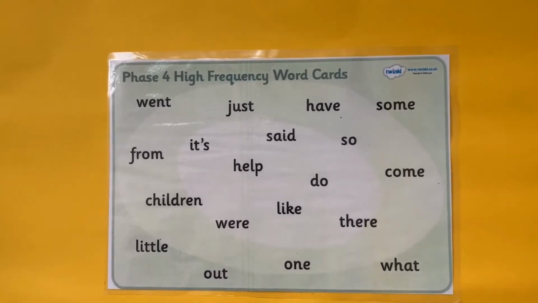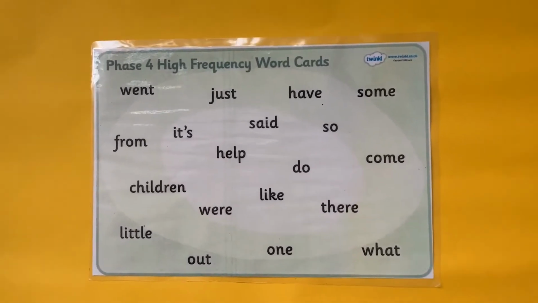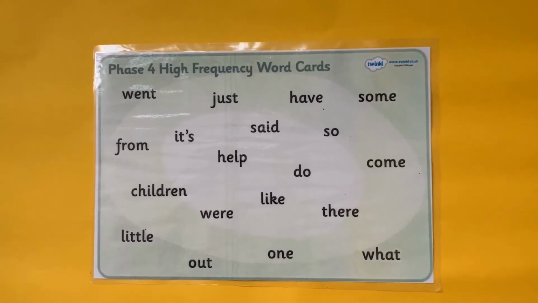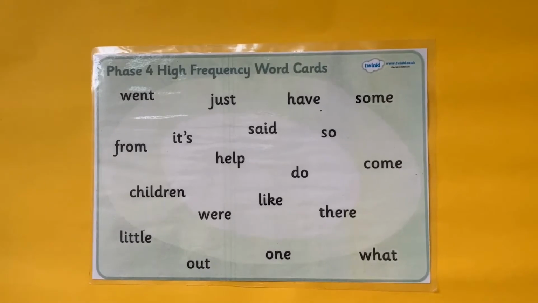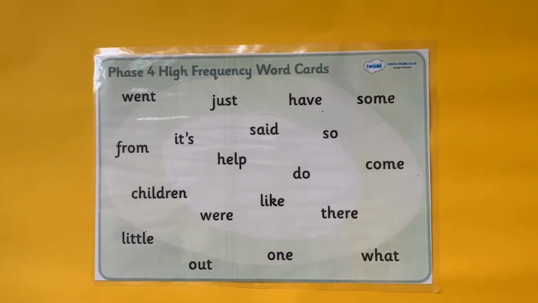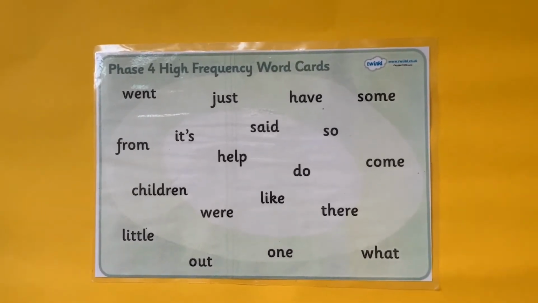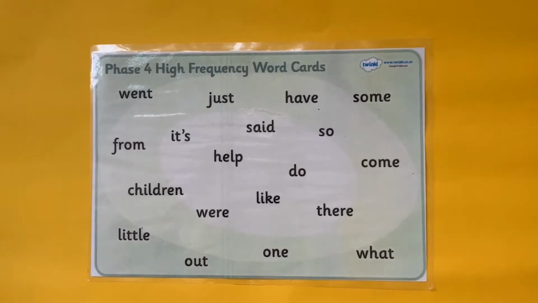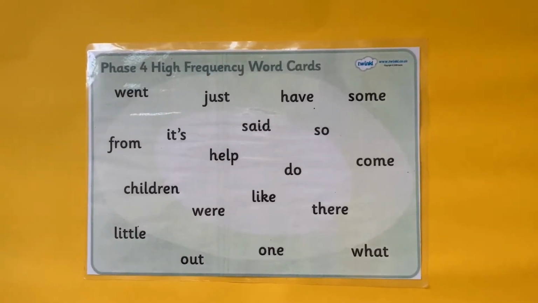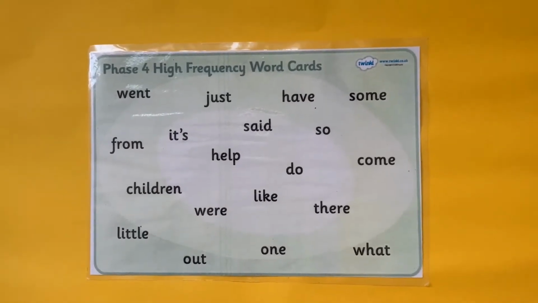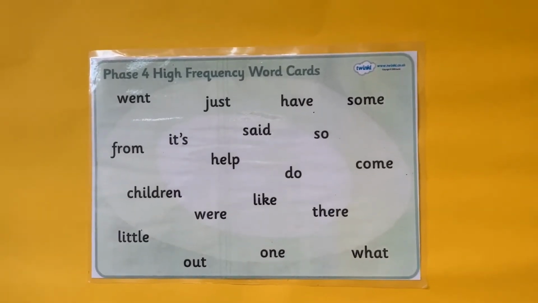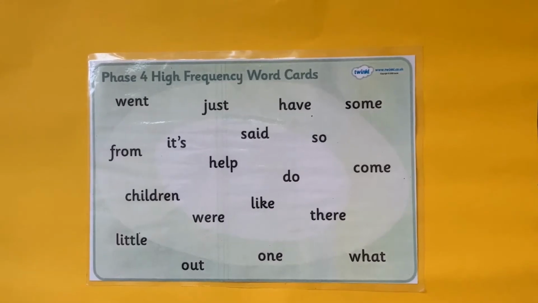Here you can see some of the high frequency words that we need to know during this phase. Some of these words are very tricky words, like were. We can't sound them out, that's what makes them tricky. Some of the other words we can decode, we can sound out. And some of these have the adjacent consonants that we're going to be working on in today's session.